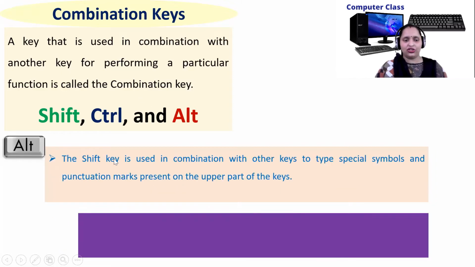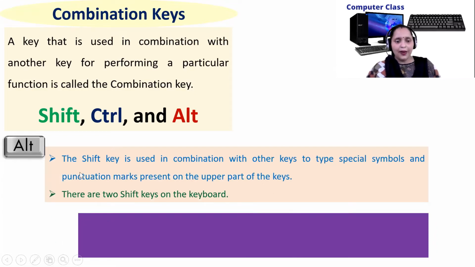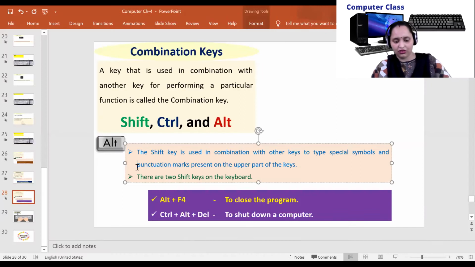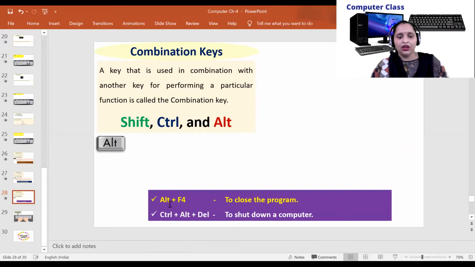Now the next combination key, the Alt key. Alt key, children. We always use the Alt key with the help of another key. For example, if I am pressing the Alt key along with the F4 key, what will happen? The program on which I am working will automatically close.